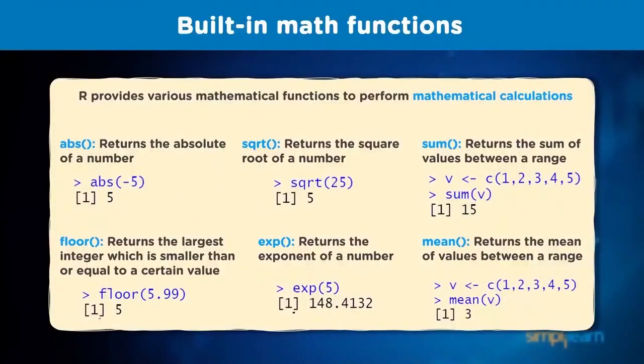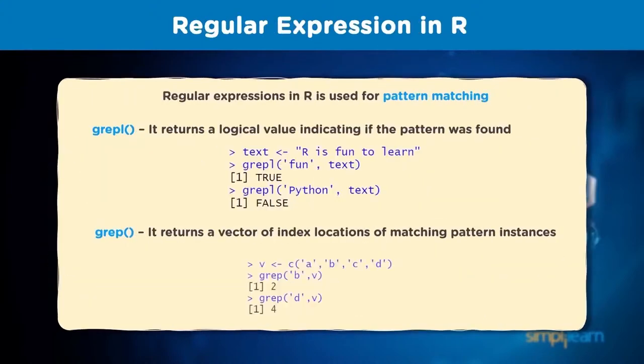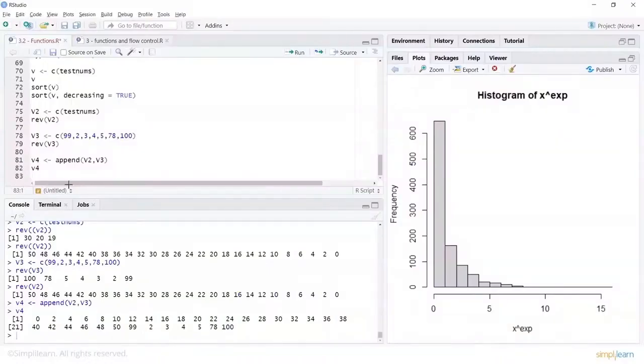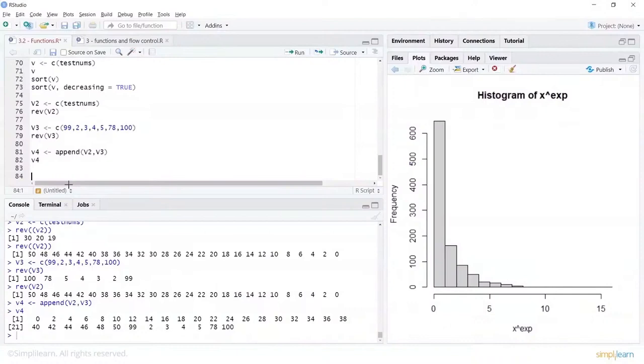Similarly, you have other functions like finding out the absolute value of a number. You would want to find out the square root. You would want to find the sum of all the elements in a vector. You would want to find out the floor value, the exponential value of something, and you are basically finding out the mean value. So these are some built-in mathematical functions. So you have built-in simple functions, you have mathematical functions, and you have regular expressions in R, which can also be used for pattern matching. Now, what we can simply do is we can create a variable.